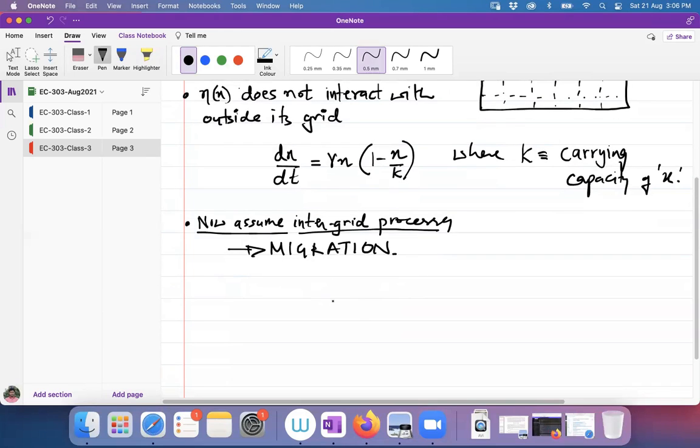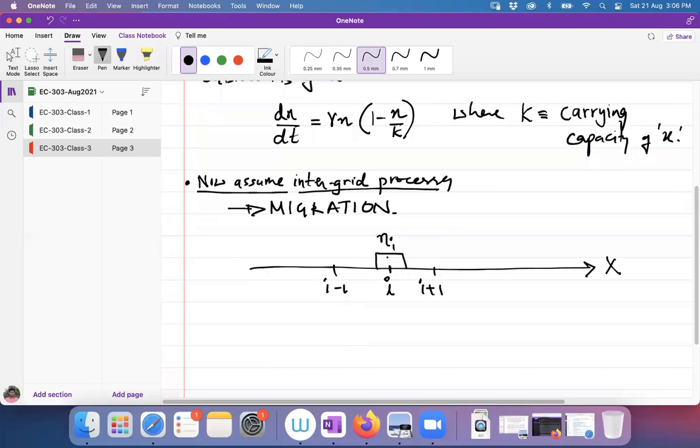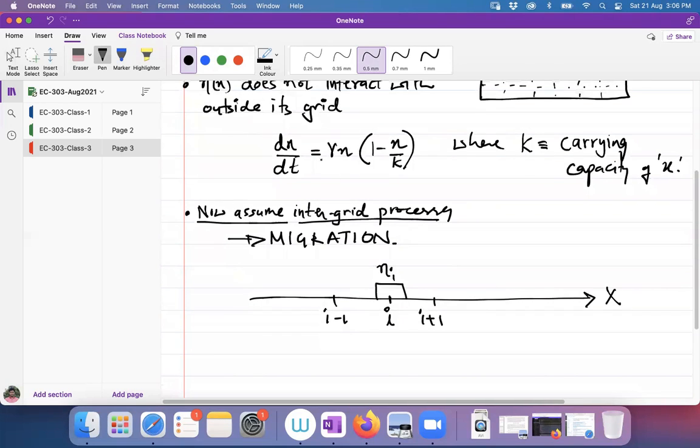Let's again think of it in a one-dimensional world to make life a bit easy, okay? Let's say this is X. Let's say this is the ith grid along X, okay? So let's say we have some population here, which is N_i. Let's say this is the i plus 1 grid, and we have the i minus 1 grid. Now, the population here, we have said that in the absence of migration will look like this, right? Now, in the presence of migration, the population will again change.